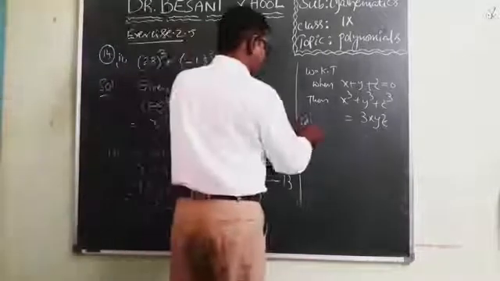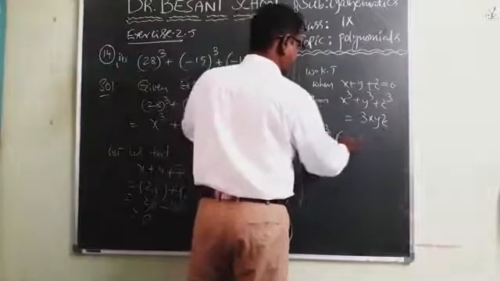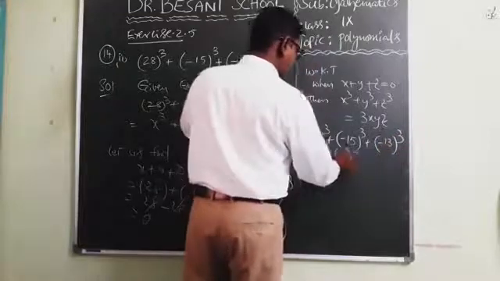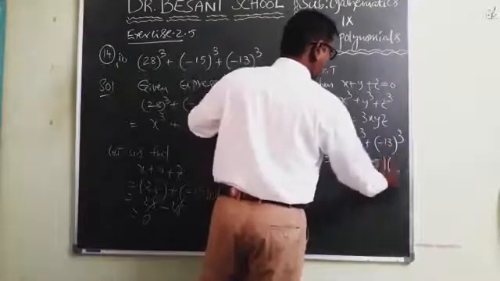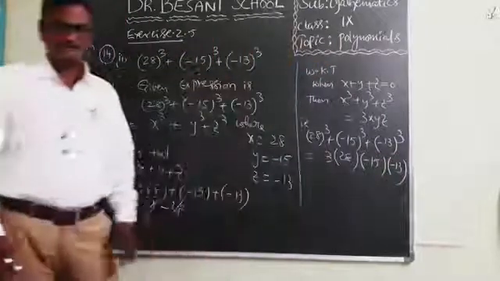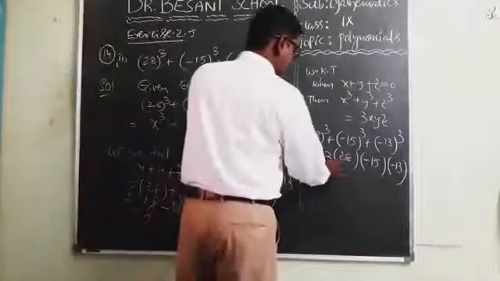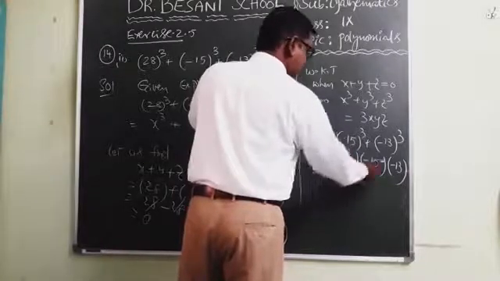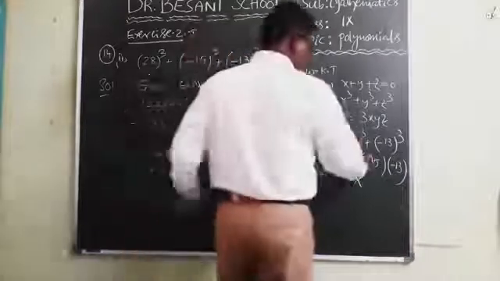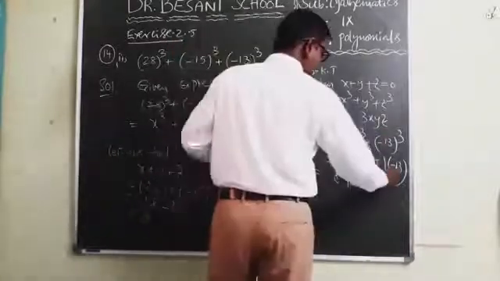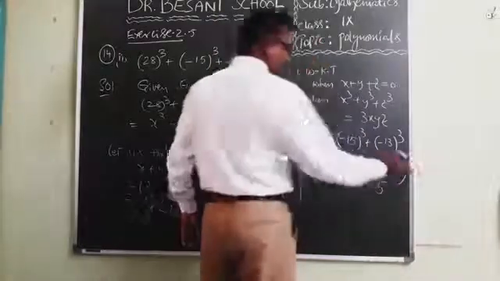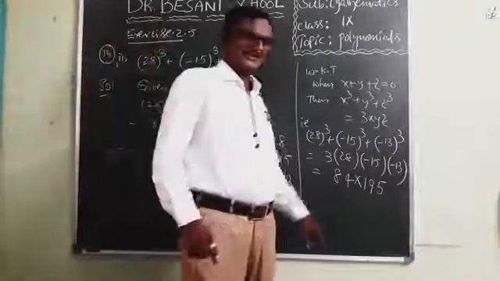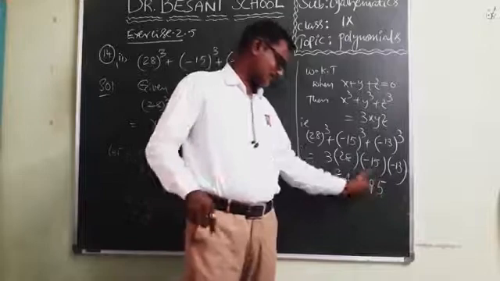Now, x cube means 28 cube, plus y cube means minus 15 whole cube, plus z cube means minus 13 whole cube, equal to 3 into x, 28, into y, minus 15, into z, minus 13. Now observe: 3 into 28 is 84. Minus into minus is plus. 15 into 13: 13 fives are 65, 13 ones are 13, plus 6 is 19, so 195.